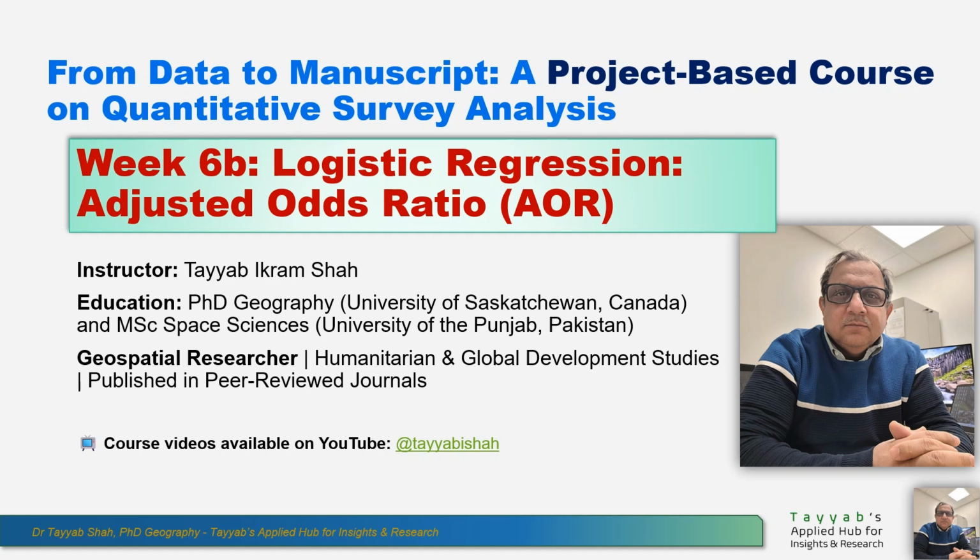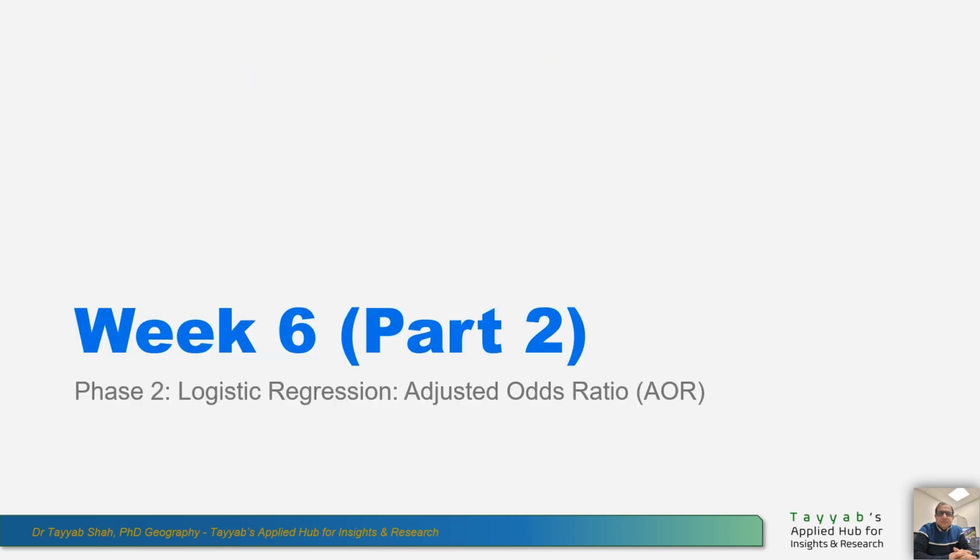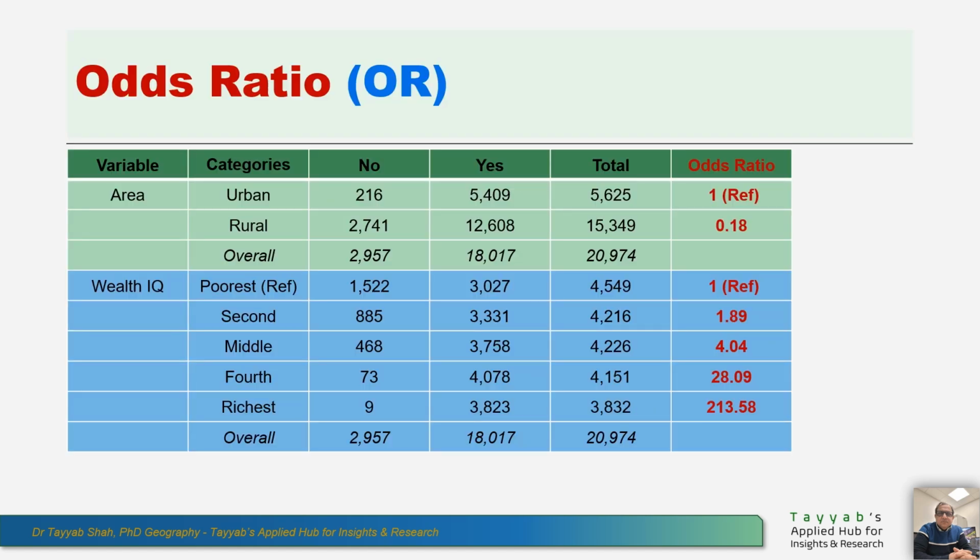So this is the second lecture of this week, where we are talking about logistic regression and adjusted odds ratios. In this part two, I'm going to discuss how you want to see the difference between the odds ratios. We have discussed how we calculate the odds ratio, and the reference category, and how the odds ratios are interpreted with respect to the reference category.